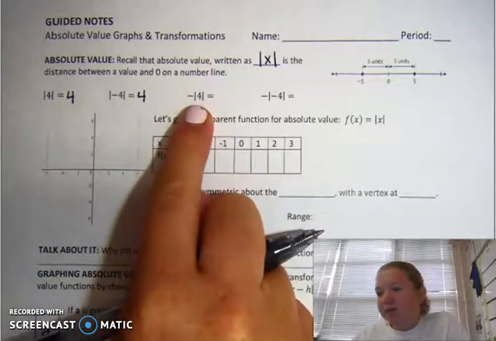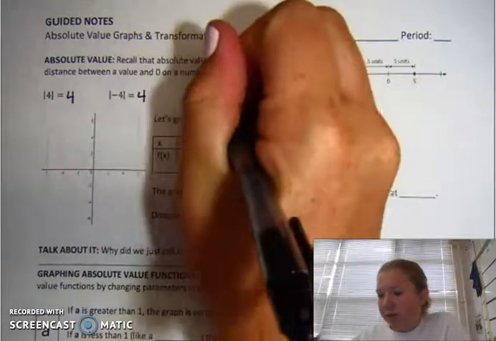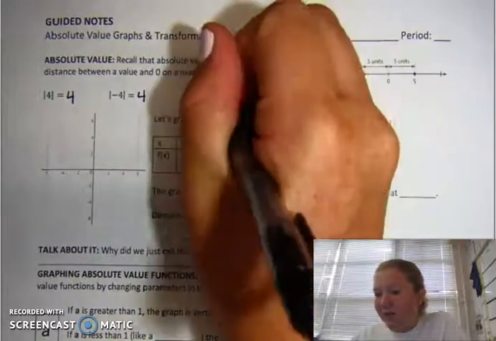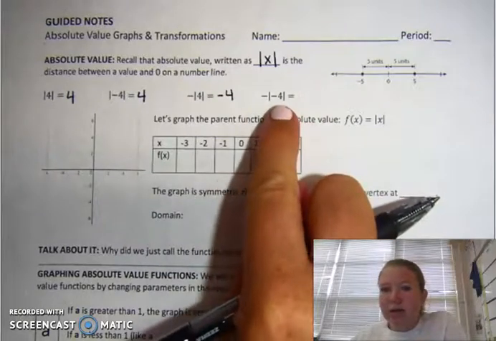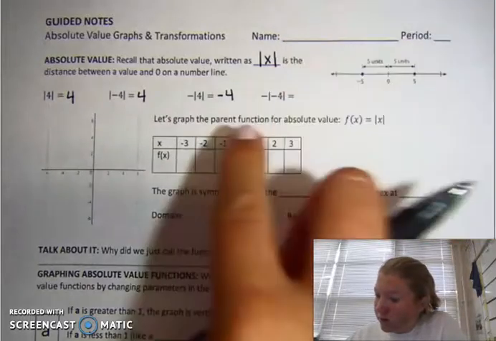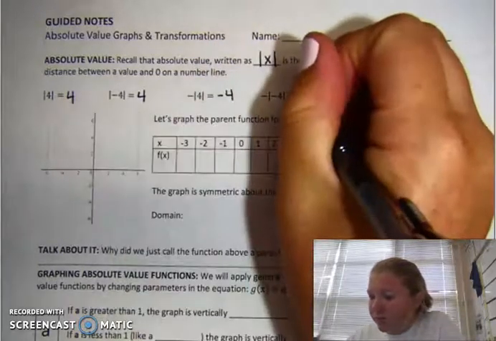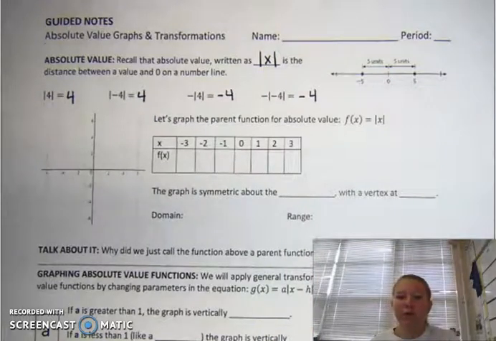The absolute value of 4 is 4, but then the negative is on the outside. So your answer is 4 times negative 1, which is negative 4. And then this last one, negative 4, the absolute value of that is 4, but then we have a negative on the outside. So negative times the positive 4 from the absolute value bars.